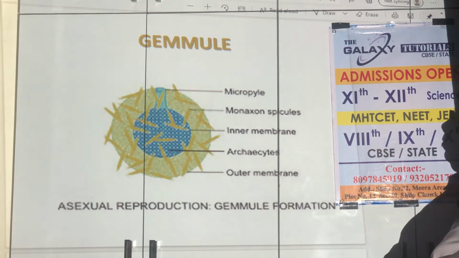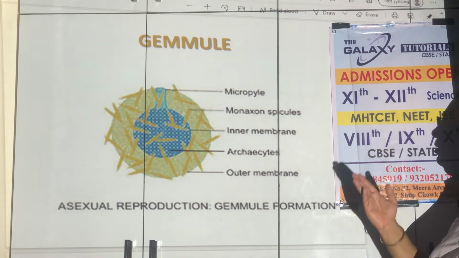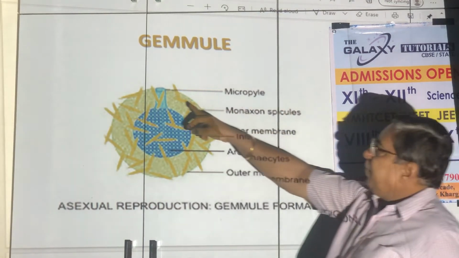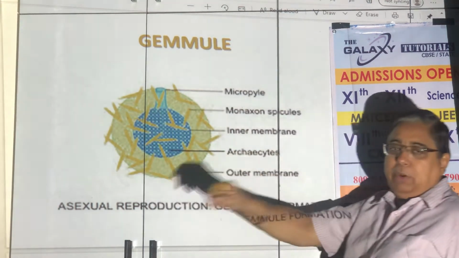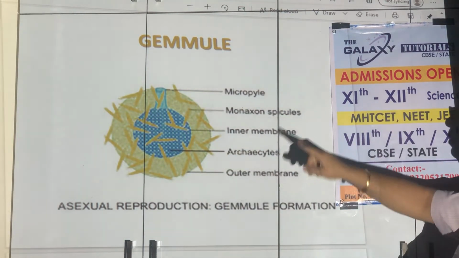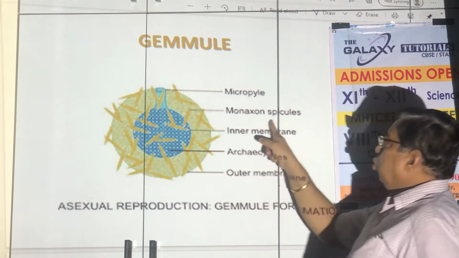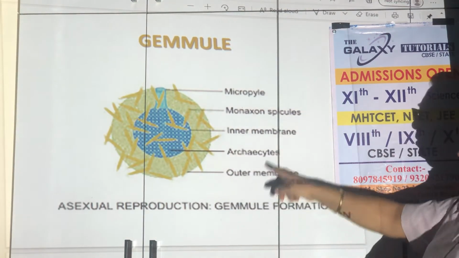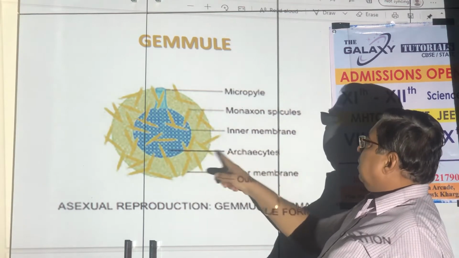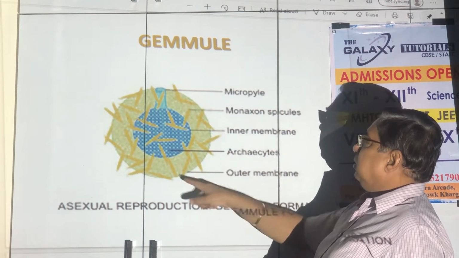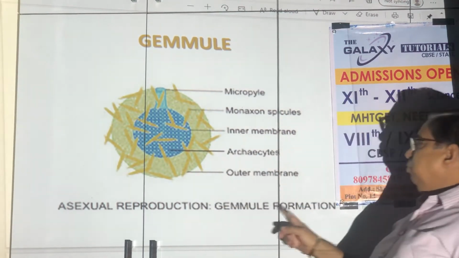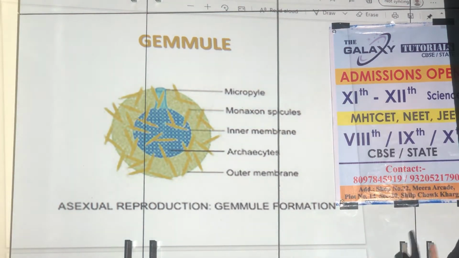Example of asexual bud in sponge, you can see gemmule. Label the diagram, what is A, what is X, what is Y. There is an opening, the micropyle. Spicules are made of silicon and calcium, monoaxon like needles, one axis. Then there is an inner membrane, then there are archaeocytes, and there is an outer membrane. Gemmule formation in sponges is asexual reproduction.